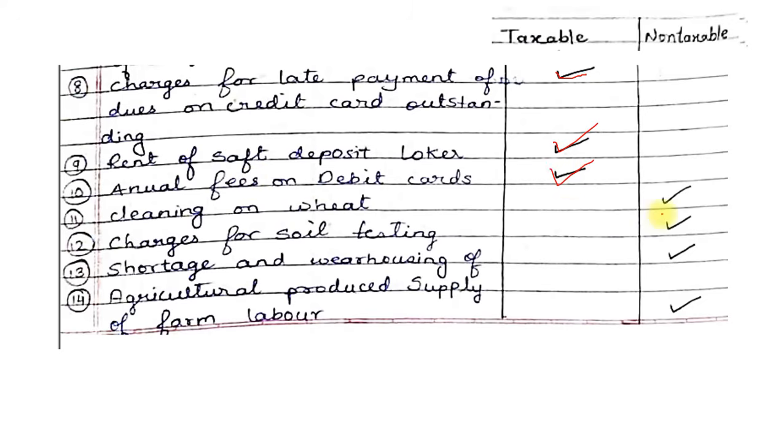Cleaning of wheat, agricultural, not taxable. Charges for soil testing, again agricultural based, non-taxable. Warehousing of any agricultural produce will be non-taxable. Supply of farm labor will again be related to agriculture, non-taxable. Anything which is in raw material form or natural form, GST is not applicable, it is non-taxable.